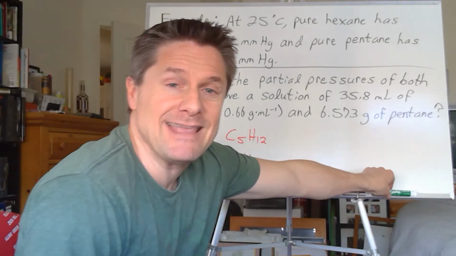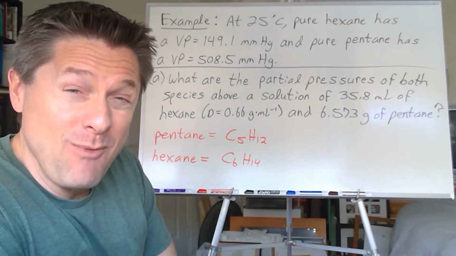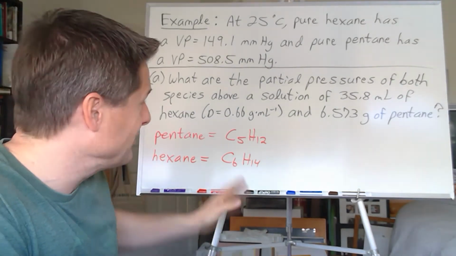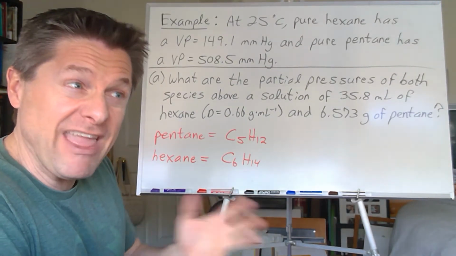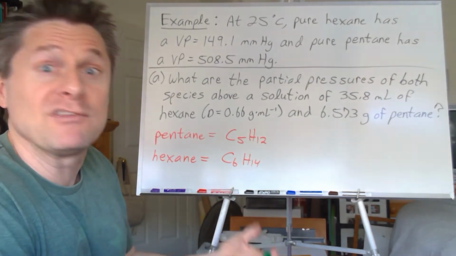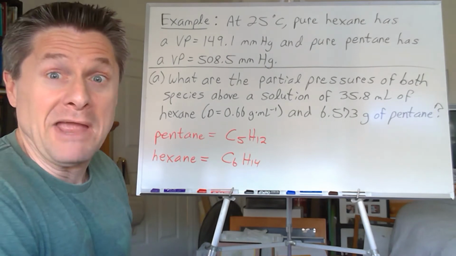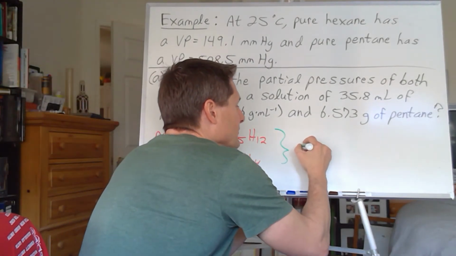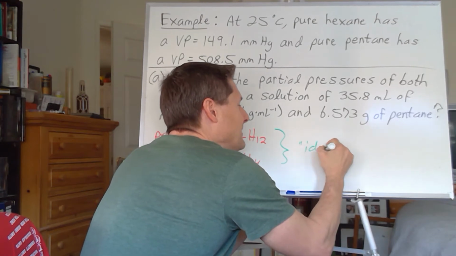And when we mix these, they're almost the same size. They're both nonpolar, only London dispersion forces. So they're going to pretty much think they're the same as each other. So I would make the assumption this is going to be ideal. Now, obviously, if we're going to do any problem using Raoult's law, we have to assume it's an ideal solution. So let's call this an ideal solution.